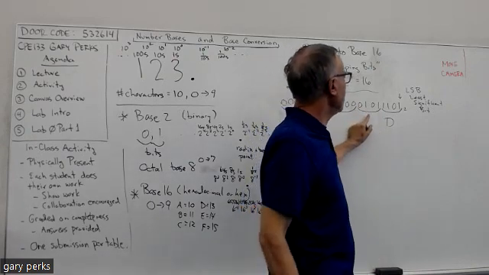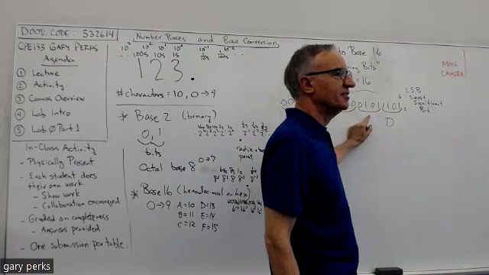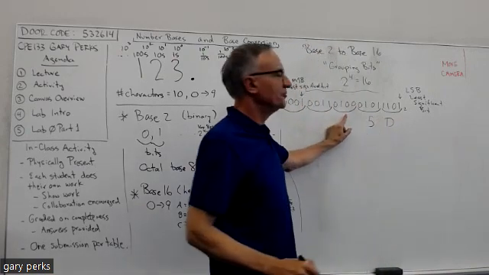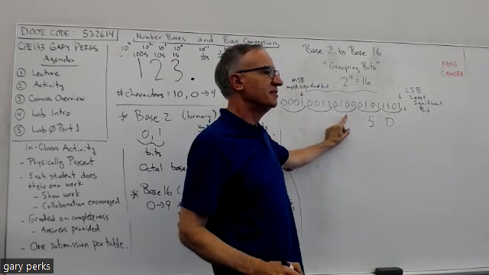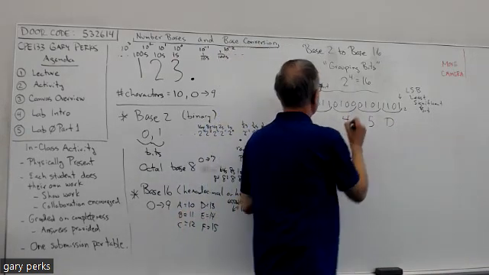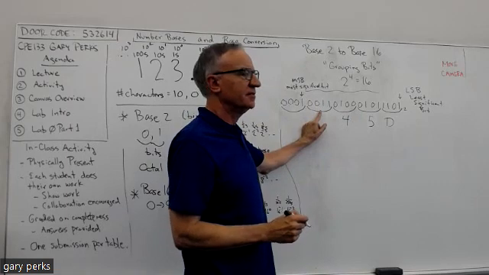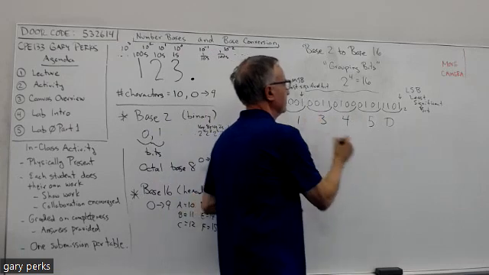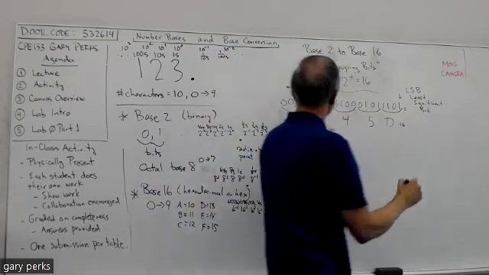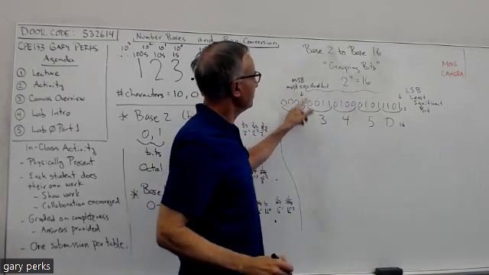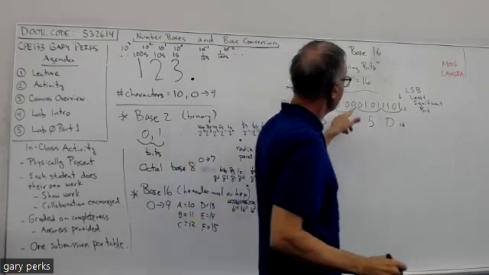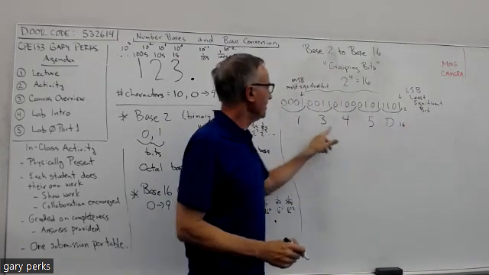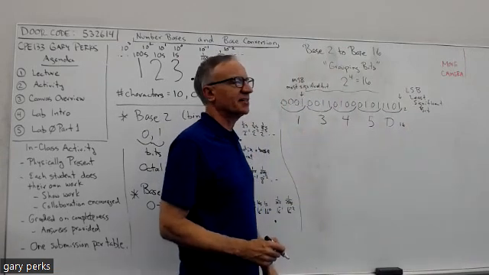So how would I write 0101 as a hex character? 5. Okay, what would I do here? 4. 3. 1. So 0001, 0011, 0100, 0101, 1101 in binary is equal to 1345D in hex.